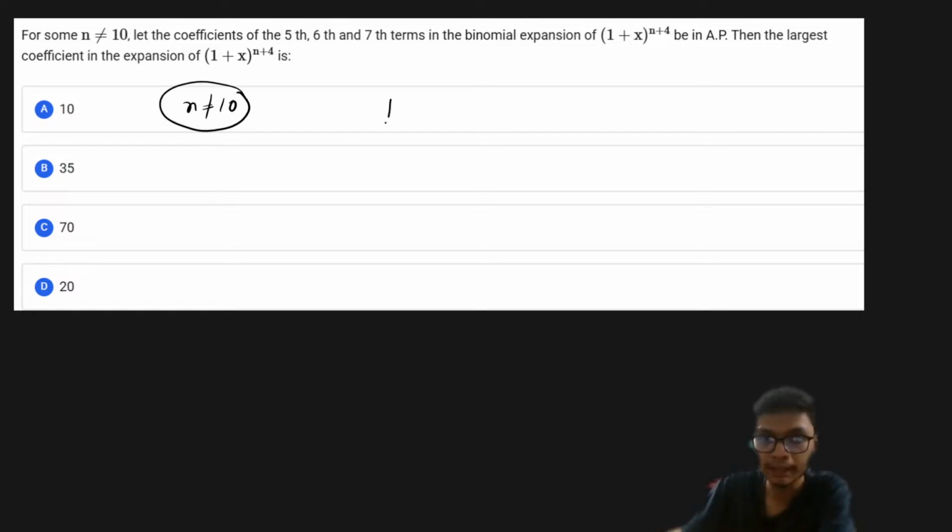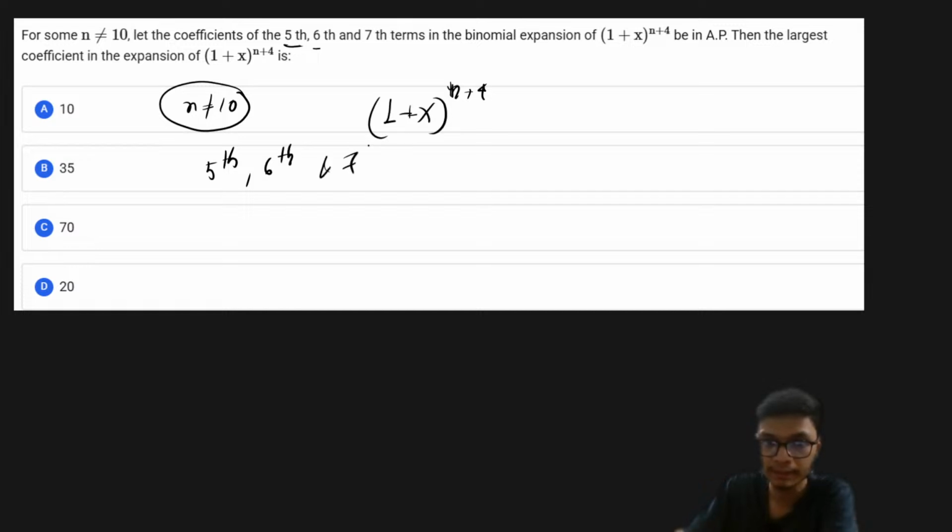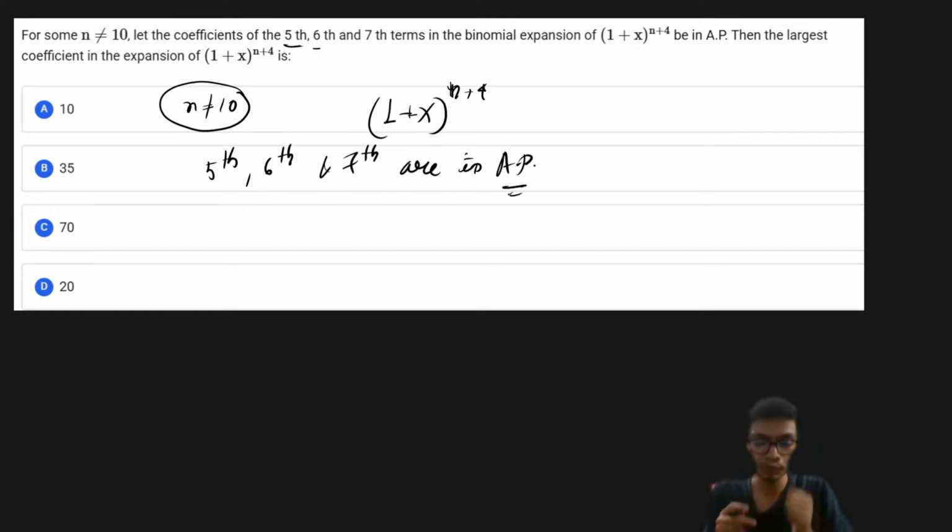The expansion is (1 + x) to the power n + 4. The fifth, sixth, and seventh terms are in AP, and that is what is mentioned in the problem. So you have to basically talk about the largest coefficient in this expansion. It is not talking about the largest term. Whenever it is talking about the largest coefficient, I will tell you how to solve for it.